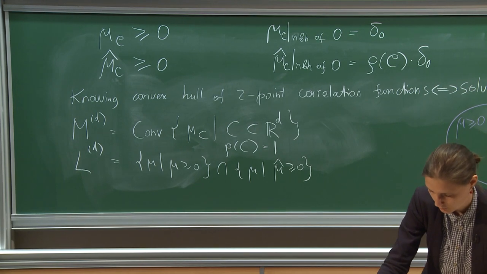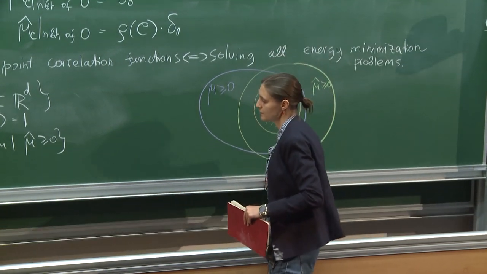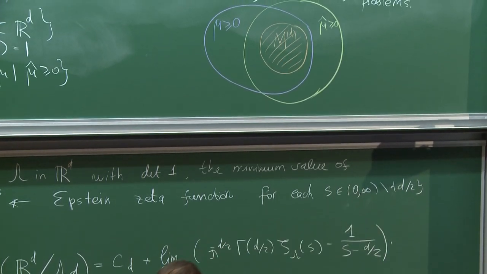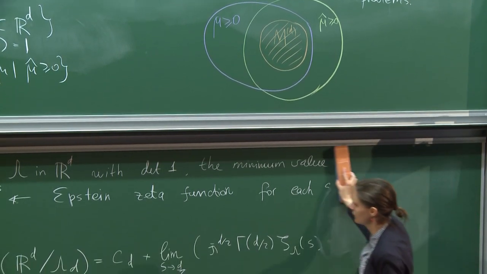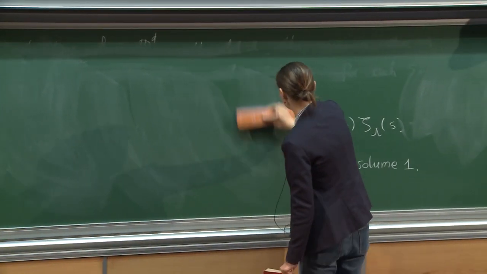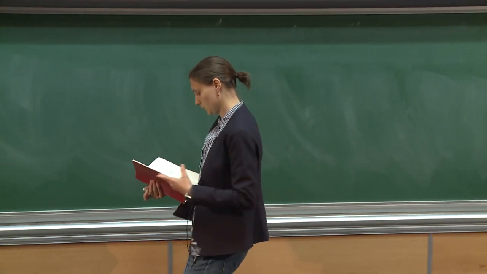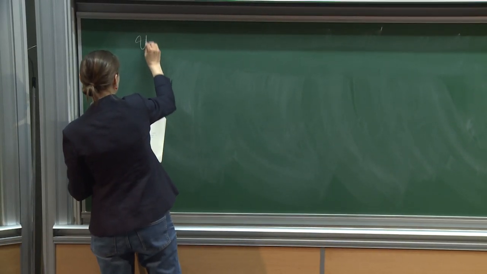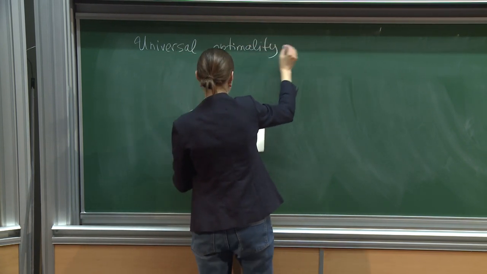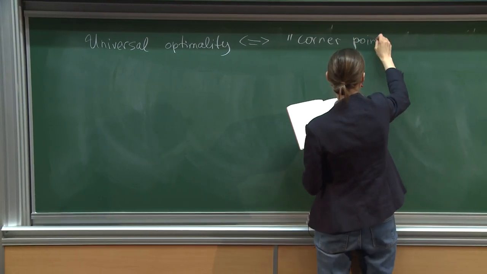And so now, what does the universal optimality property mean? The universal optimality means that our cone here has, so to say, a corner point. This corner point sticks out and becomes a solution to many optimization problems. So now if we have universal optimality for some reasonable set of functions, it means that we have a corner point of the cone M.